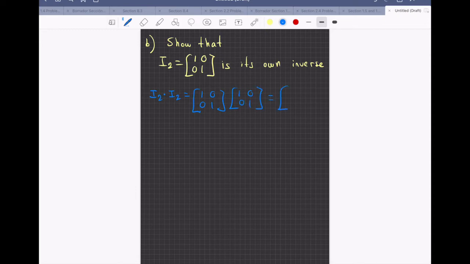And we have row 1, column 1: 1 times 1 is 1, plus 0, so we have 1. Next, row 2, column 1: 0 times 1, plus 1 times 0, so we have 0. Row 1, column 2: 1 times 0, plus 0 times 1, so 0. And finally, row 2, column 2: 0 times 0, plus 1 times 1 is 1. So notice we have the identity matrix with size 2.